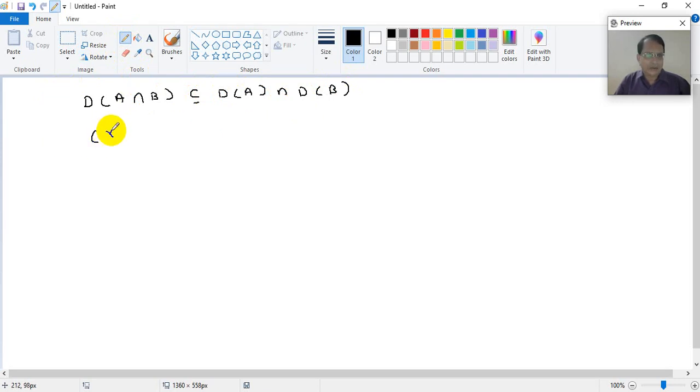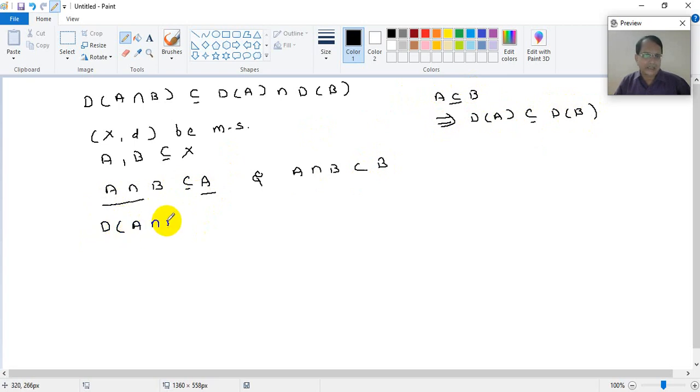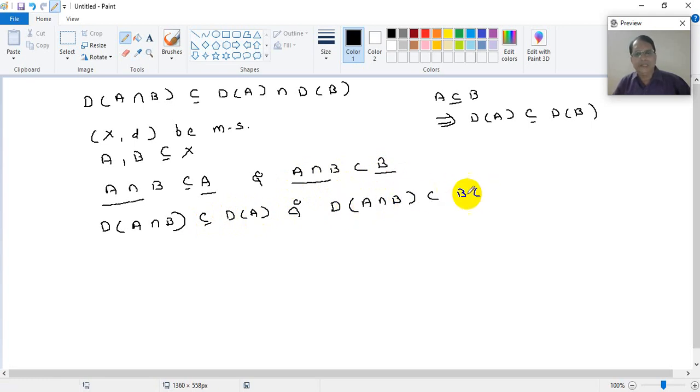So here what we will say is this: let (X, d) be a metric space, A and B subsets of X. Then we know A intersection B is a subset of A, and also A intersection B is a subset of B. Now what did we just prove? If A is a subset of B, then the derived set of A is a subset of the derived set of B. So if I use it here, A intersection B is a subset of A, so the derived set of A intersection B is a subset of the derived set of A, and similarly A intersection B is a subset of B, so the derived set of A intersection B is a subset of the derived set of B.